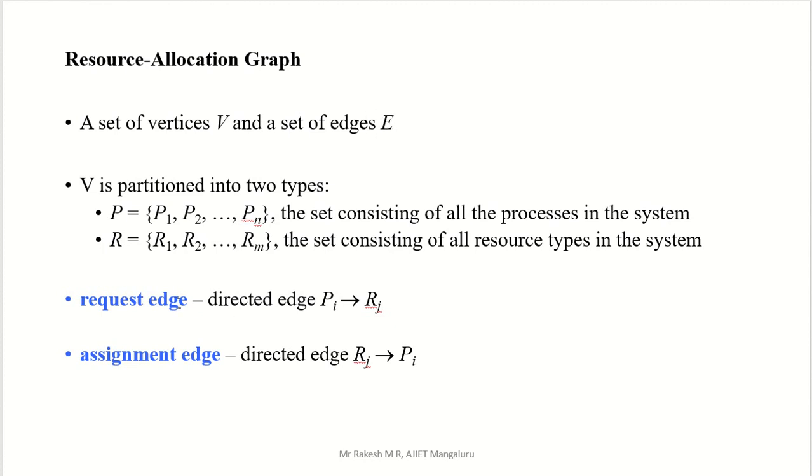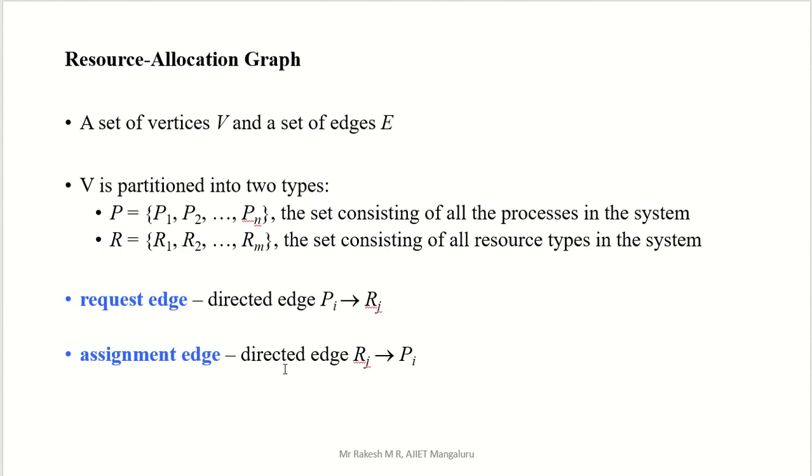Edges. Here we have two types of edges. Vertices we have two types, P and R. Like that, edges we have two types, request and assignment. What is the request edge? A directed edge. We already saw it in the previous slide. Pi is requesting. See the arrow mark? Pi is requesting Rj. That Rj is one resource, and Pi is one process. Pi is requesting Rj for execution, so it needs this resource for execution. That's why it is requesting.